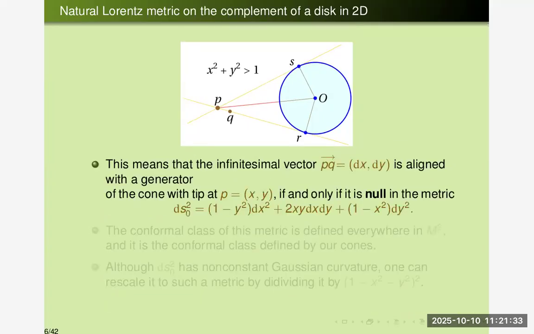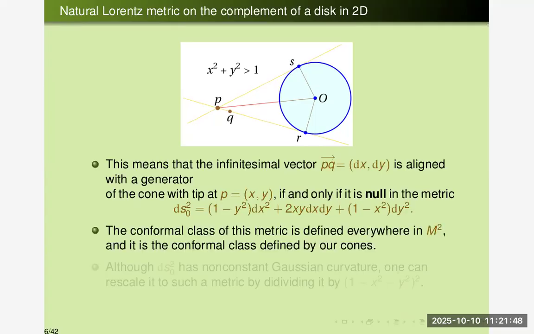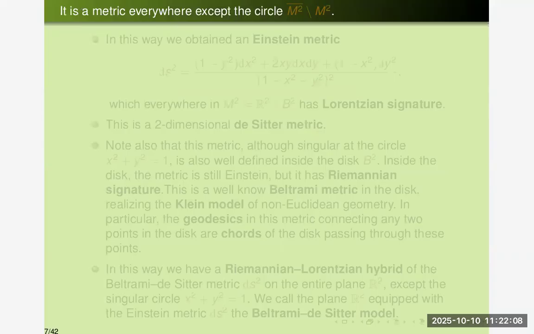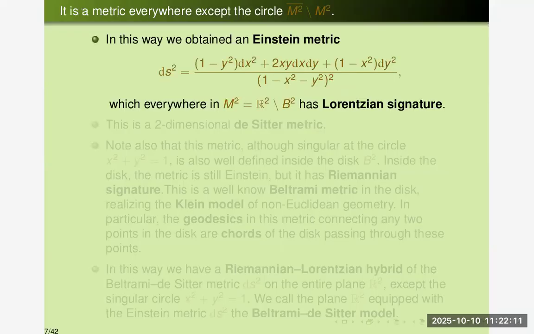And as I say, there is simply declaring that the light cones are the tangents to the disk. I get a natural conformal structure on this complement. This is the conformal structure defined by these cones, and one can just calculate the Gaussian curvature, for example, of this metric. It turns out that it has non-constant Gaussian curvature, but if you rescale it by this factor, then you'll get an Einstein metric on this complement of the disk.